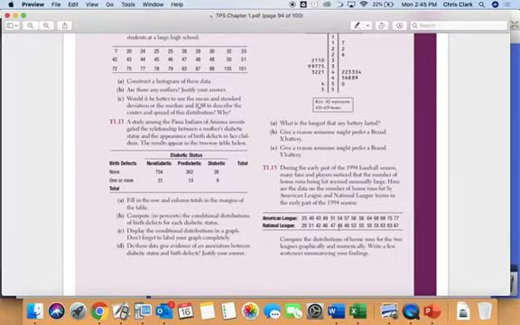You will have to do this with box plots, and you'll have to draw box plots on this test and compare the distributions. Just remember, when you're doing that, you're comparing them with SOCS: shape, outlier, center, spread. Make sure you're using comparison words in that.